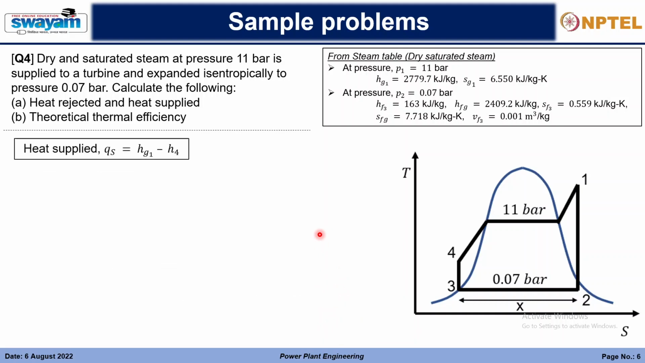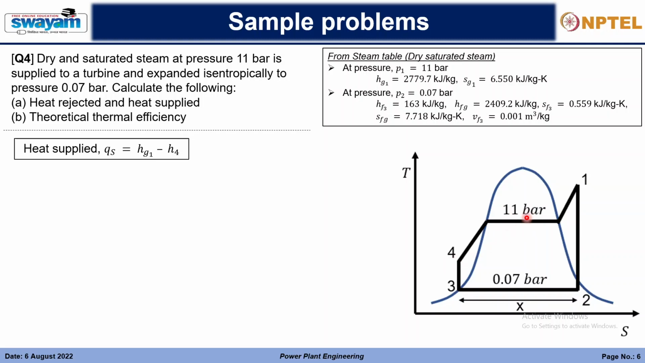Then what is the heat supplied? So the heat supplied will be given as Hg1 minus H4. So we know this is Hg1 and this is H4. Through this we are increasing the energy of the feed water by supplying the heat from the coal burnt inside the boiler.